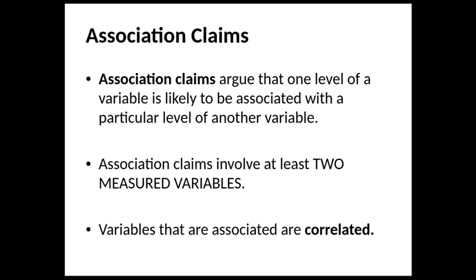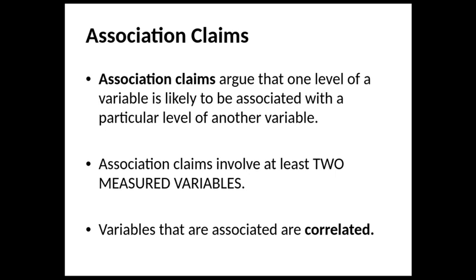Two measured variables. One is the number of cats. That's a measured variable. And the other one is the sanity of the person. That's an association claim. Two measured variables, number of cats and how crazy they are.